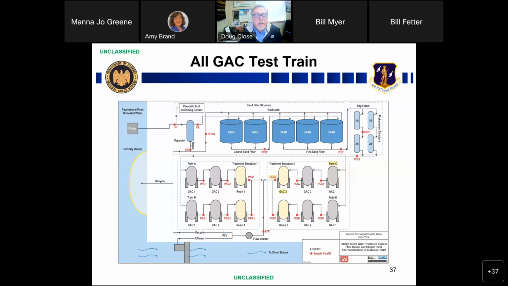Each container has 6 vessels, and they're either configured with your GAC1, GAC2, and resin polish. And then in this case, our train C, which was our testing for this period, we used GAC1, GAC2, and GAC3. And then we use that GAC3 in the same position as our polishing unit as the resin. So that's what we set out to start our comparison on.